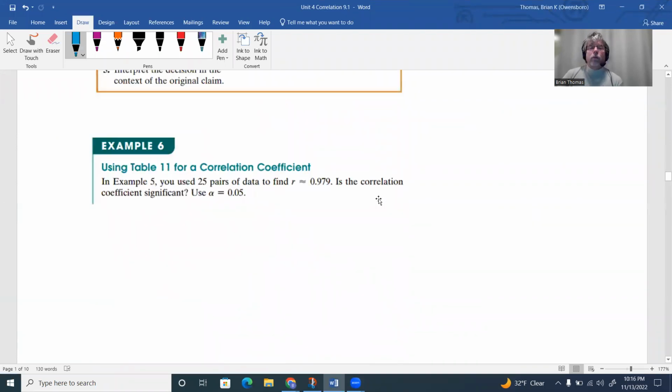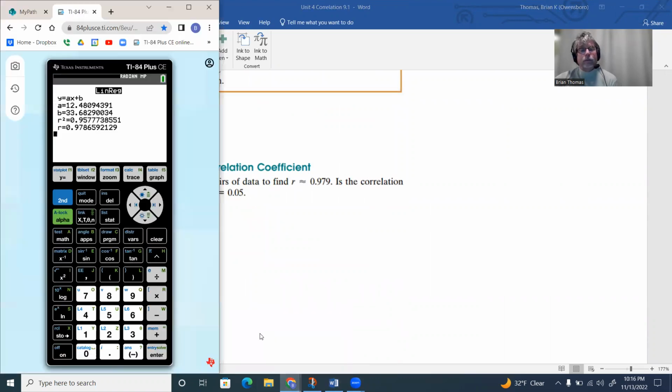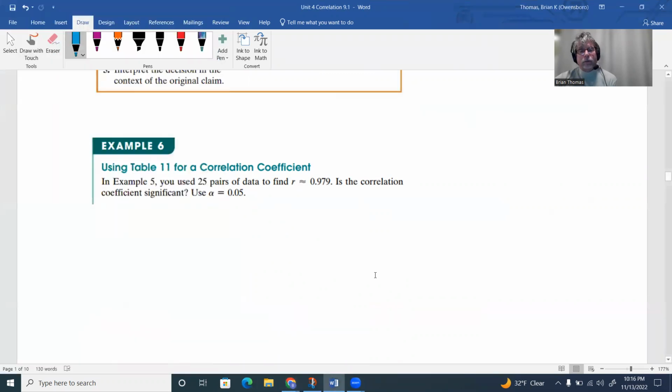Notice how we had this 0.979, and that's what we had on our calculator. So that's how we actually find R. Now we want to compare R. Actually, we want to compare the absolute value of R. The absolute value of 0.979 is still 0.979. And we want to compare that to the rho value.